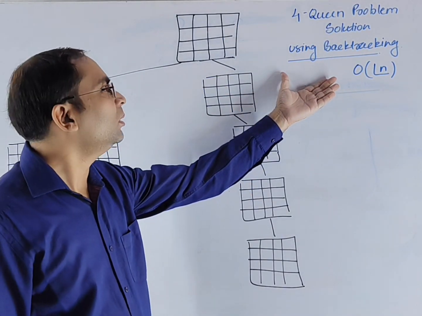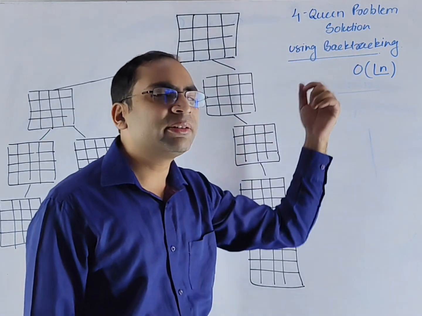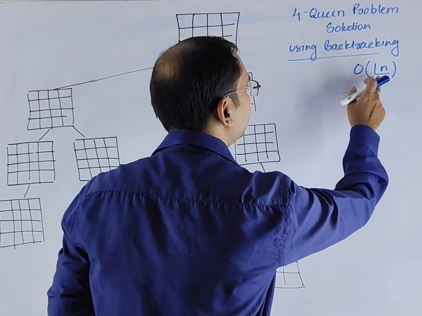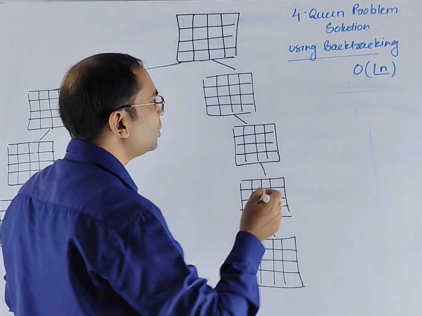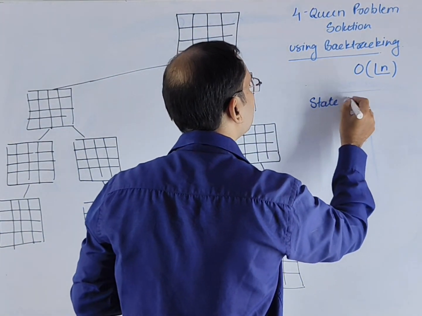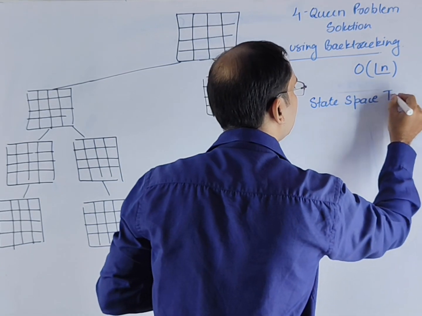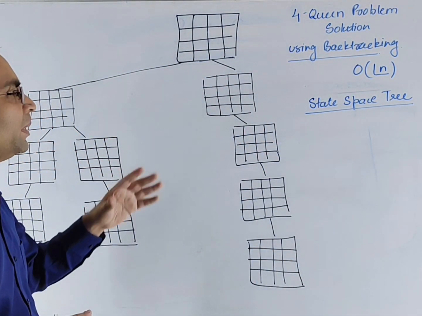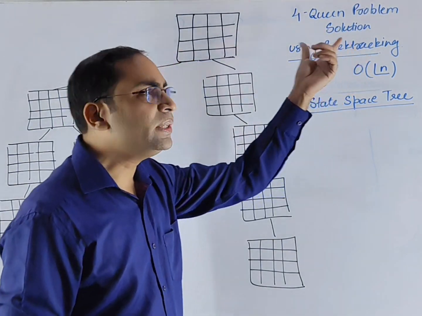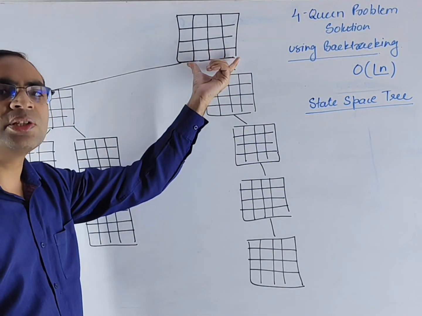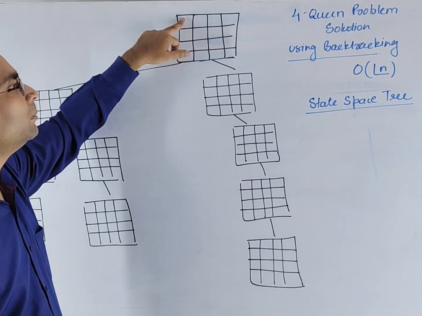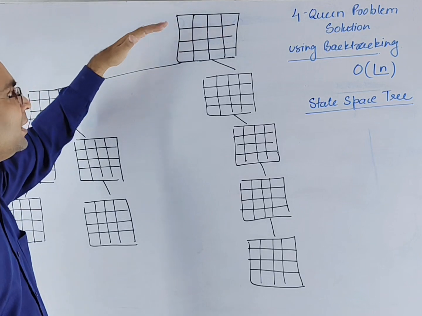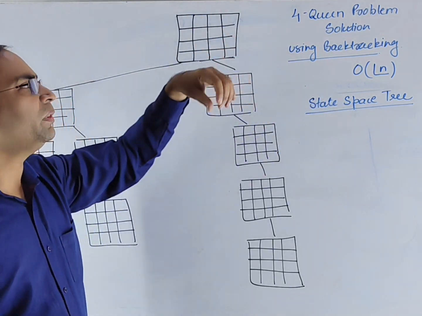Now let us see the solution of the 4 queen problem using backtracking. We have already seen that the time complexity for the backtracking algorithm will be order of factorial of n. Now just to see the solution, we will create the state space tree. Using backtracking, we generally create the state space tree to solve a problem. Backtracking says that we start placing queens one by one from the leftmost column, marking the columns where we can put another queen, and we keep doing this till we reach either the solution or a dead end.